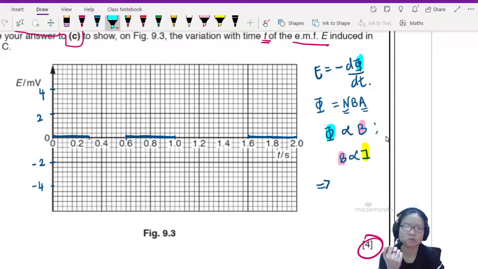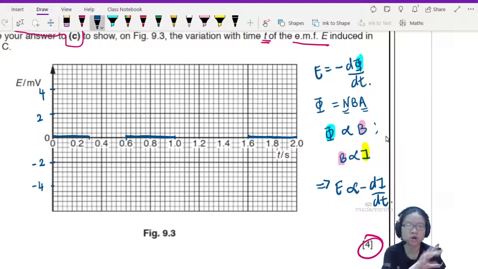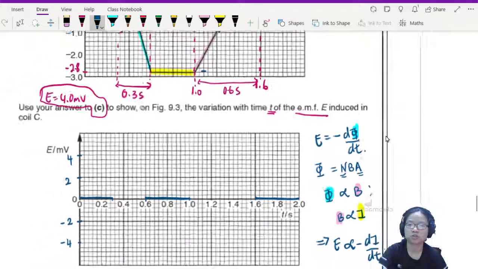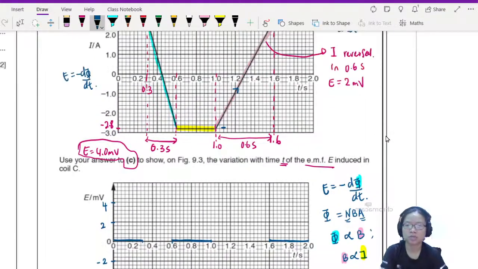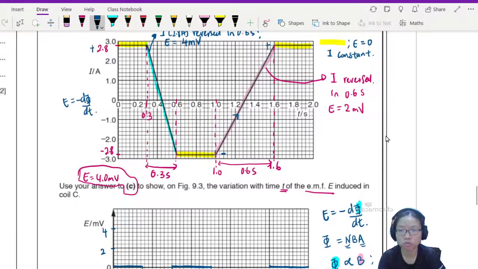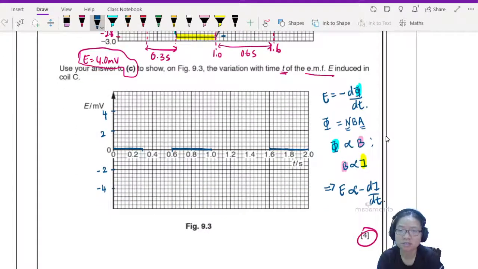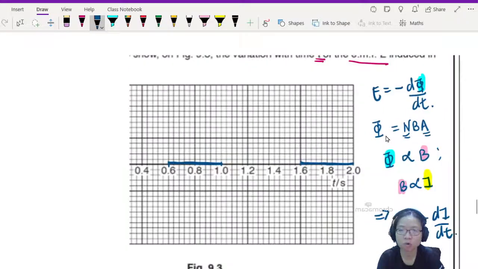Flux is equal to E. So from here, I can say E is proportional to negative dI/dt. Proportional only, all the constants can be thrown out. Okay, so meaning it is proportional to this gradient. So here you have negative gradient for the blue portion. So this one you will have positive value and it will be positive 4.